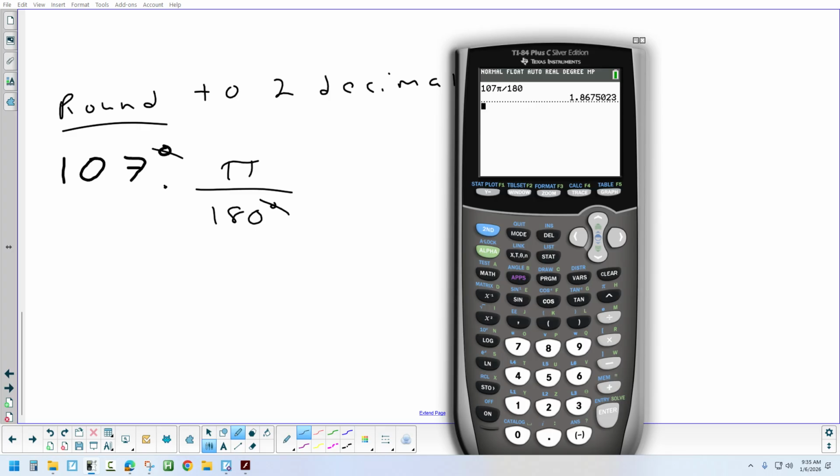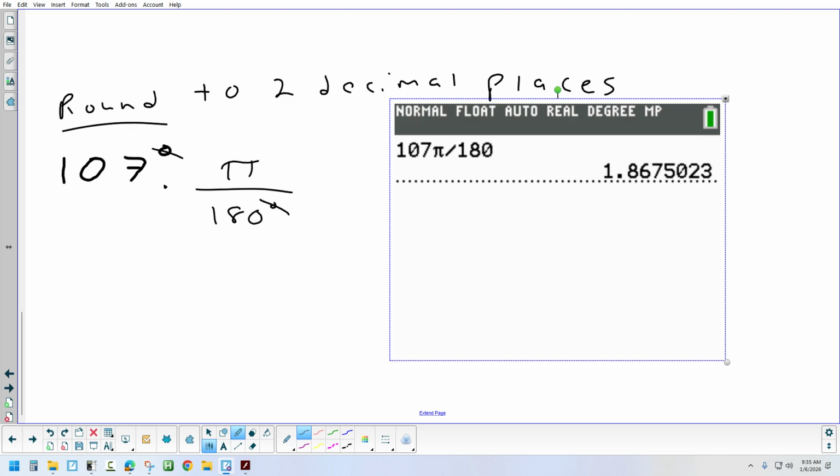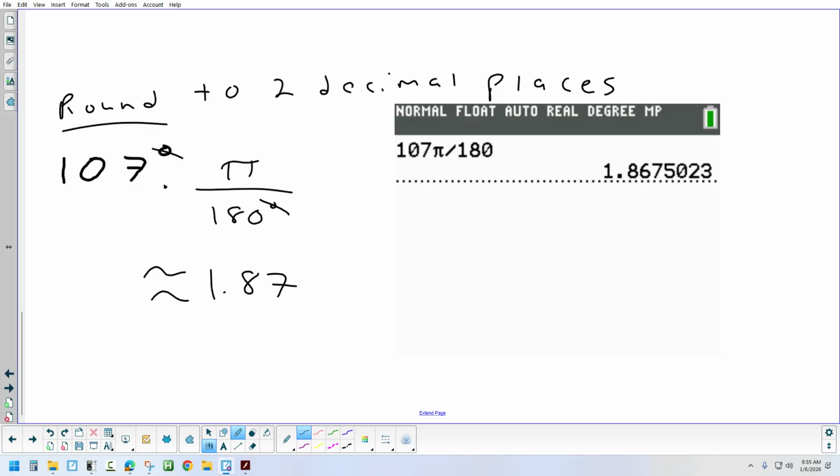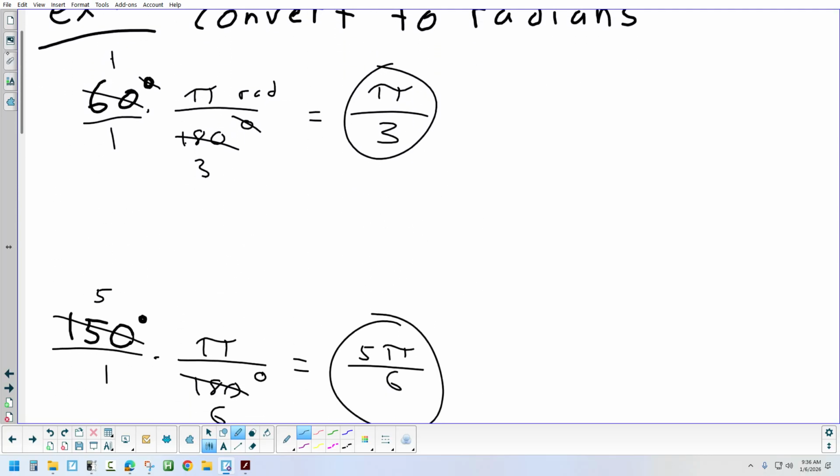Okay. And it says round to 2 decimal places, so what is the correct answer properly rounded? 1.87. Do I need to put a label of RAD on it? No. None of the problems you see in the homework, none of them on the test are going to have RAD. There's no label, and you're talking about an angle, which we are. It's automatically radians. Okay, so any questions on converting degrees to radians?